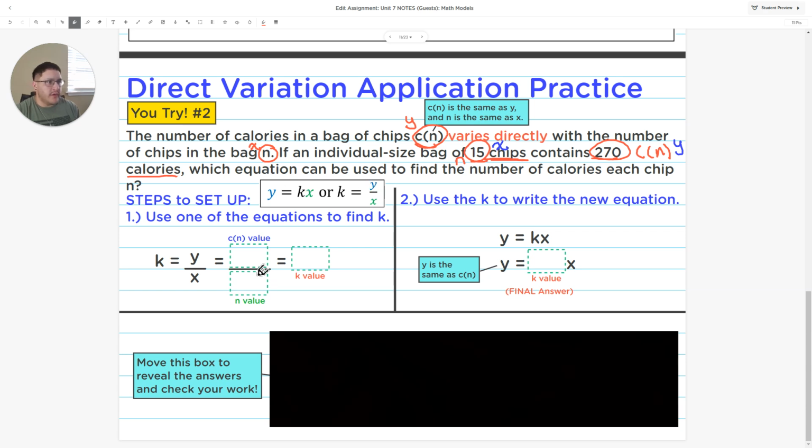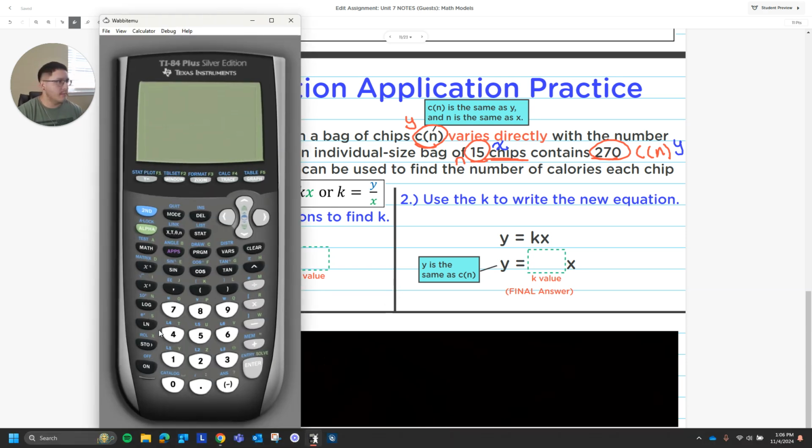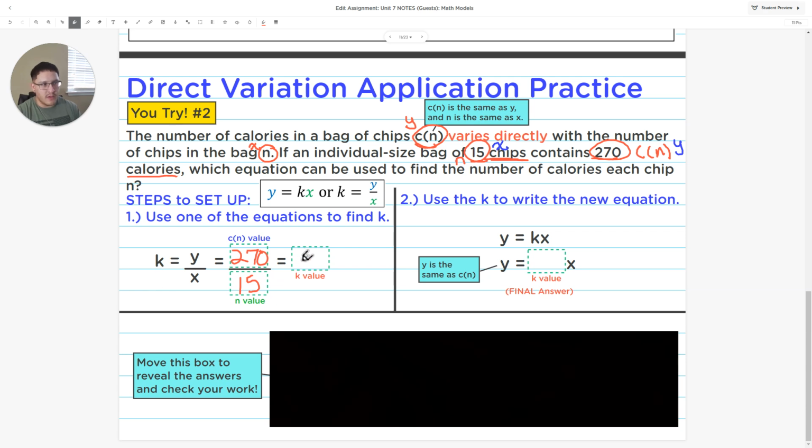So now we want to create the equation, but first we need to find the k value. So we're going to use k equals y divided by x. Y in this case is 270 calories. The n value, the x value in this case, is 15 chips. So this is 270 divided by 15. 270 divided by 15 is equal to 18. So the k value is 18.